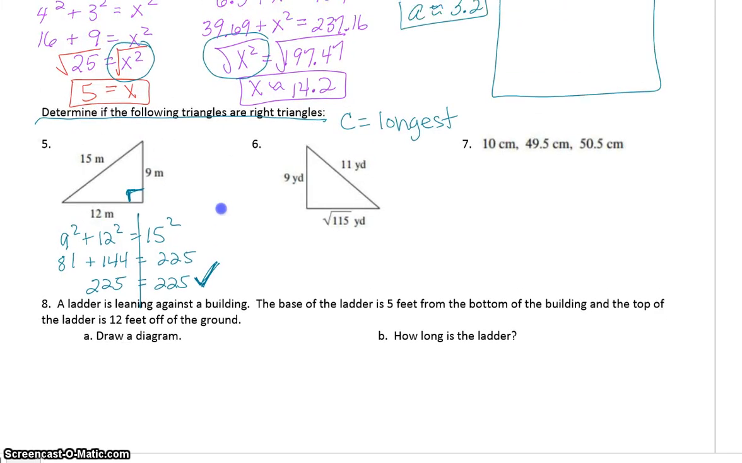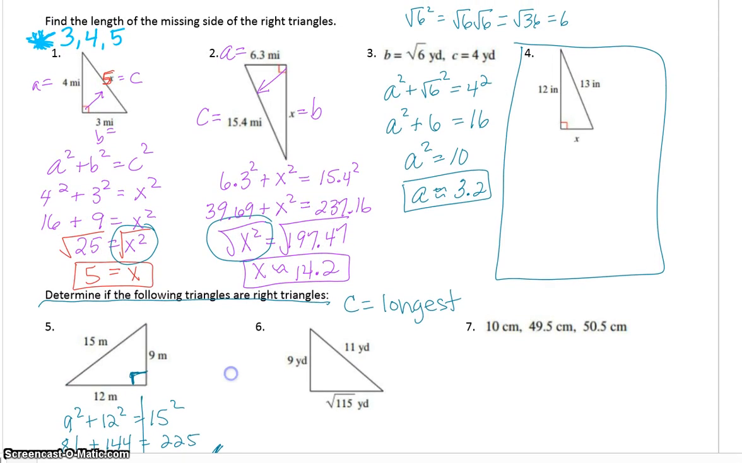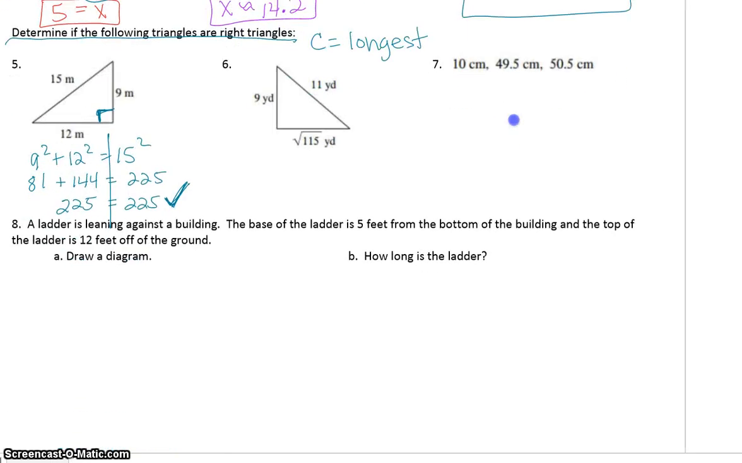Now, if you recall, I gave you a Pythagorean triple, 3, 4, 5. This is a multiple of that. If you multiply 3, 4, and 5 by 3, you get 9, 12, 15. All right, number 6.